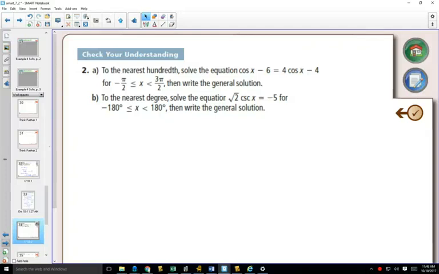Example 1 we could have done, or we did do, without our calculator. Example 2 is an example of a question that is a calculator question.